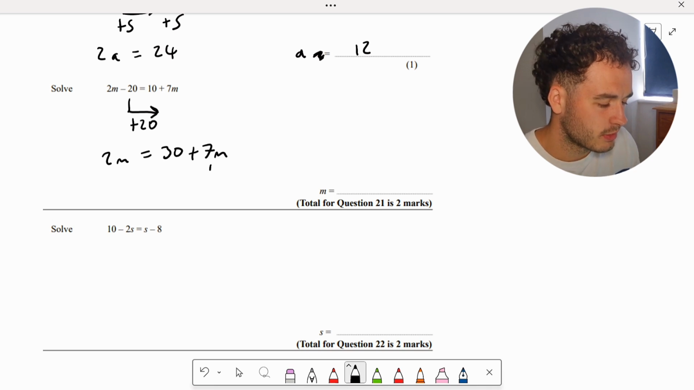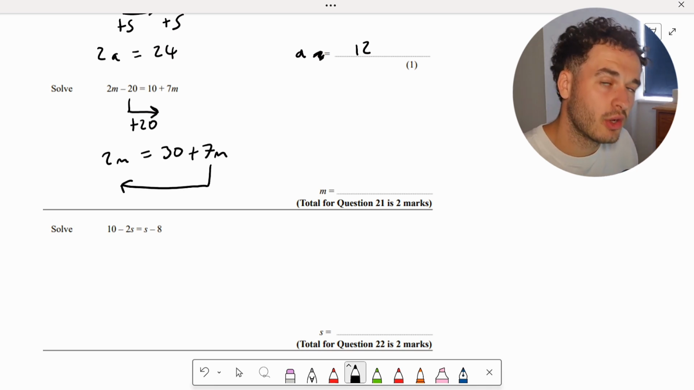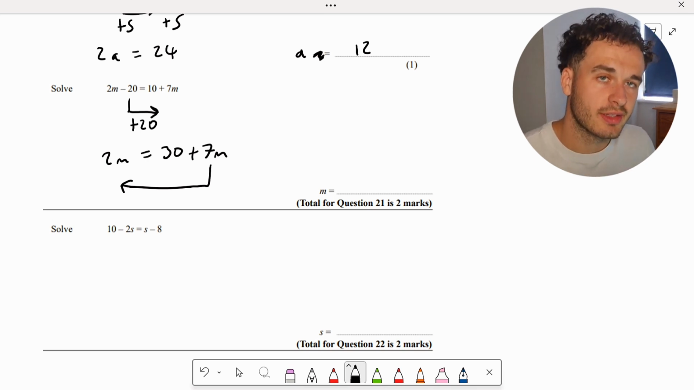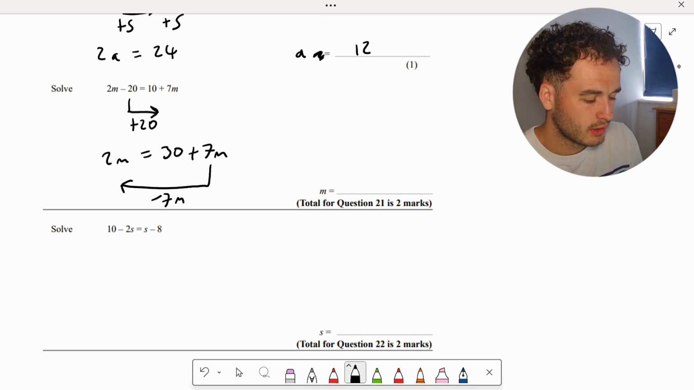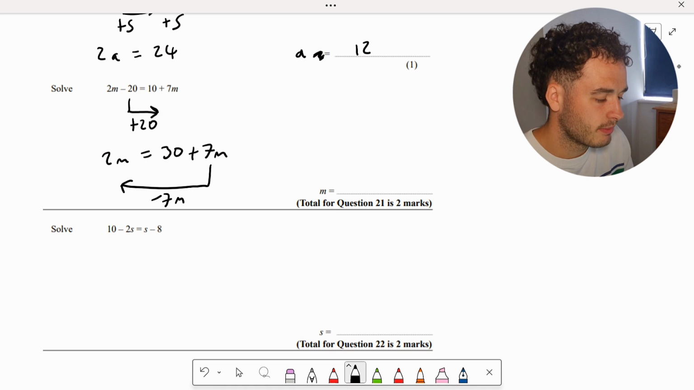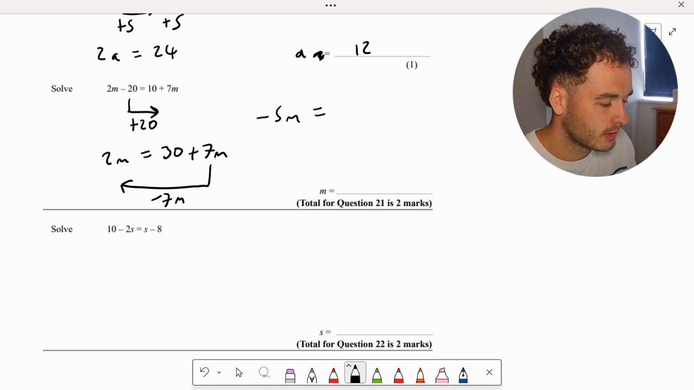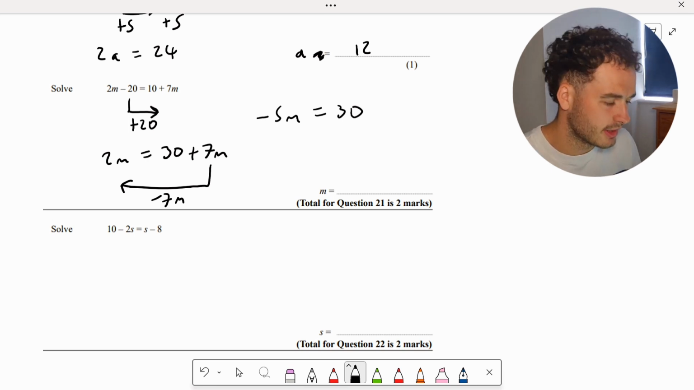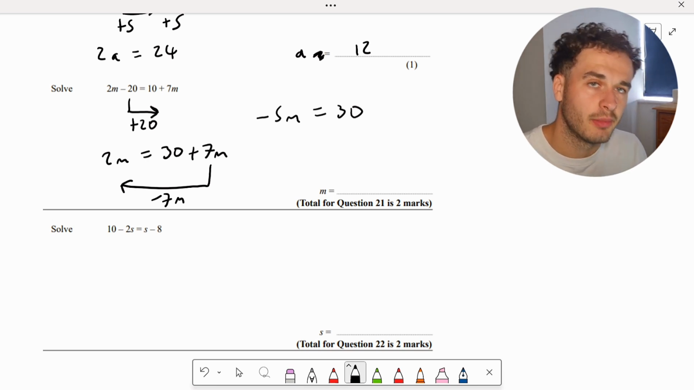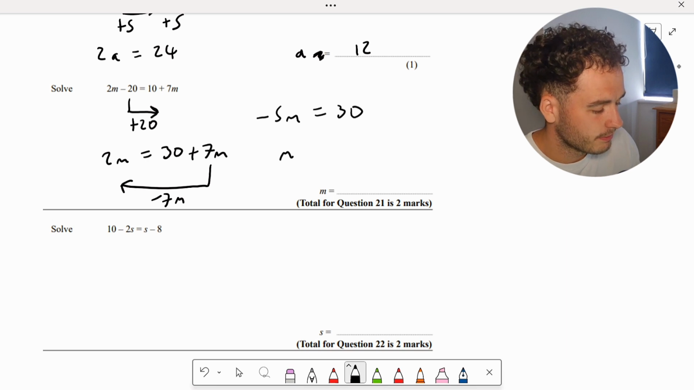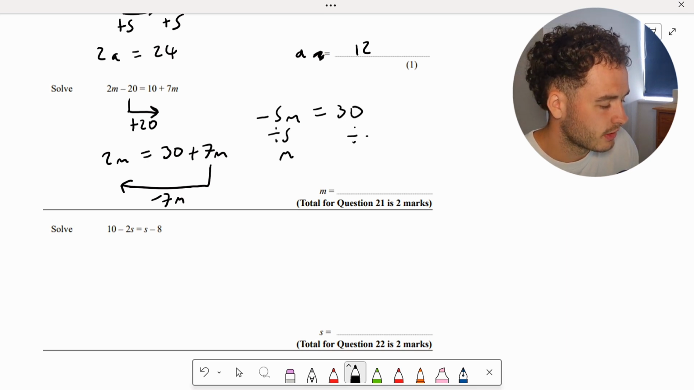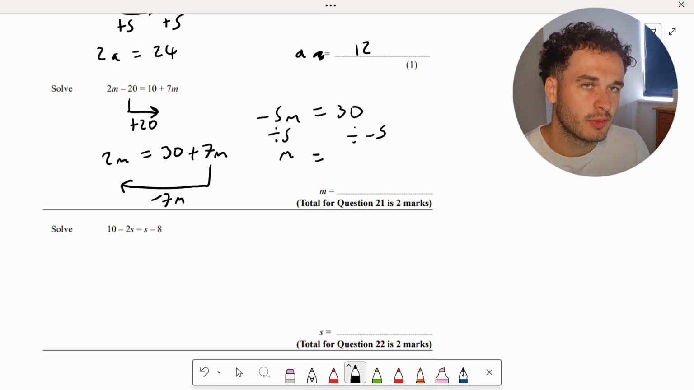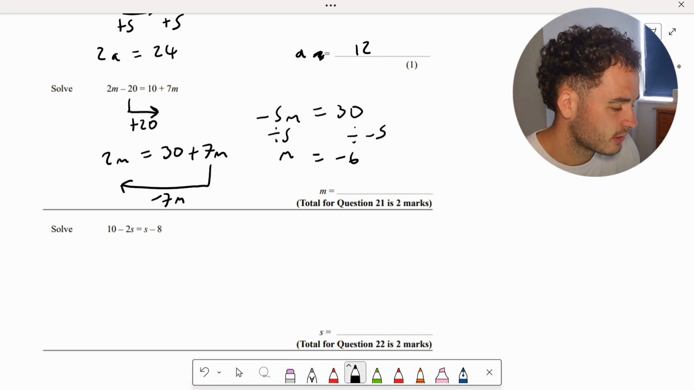And then I'm just going to move this 7m to the left-hand side. How do we get rid of a positive 7m? We subtract 7m from both sides. So 2m minus 7m is just minus 5m, which equals 30. So how can we find m? What do we divide both sides by? Oh yes, amazing. We divide both sides by minus 5. So m equals 30 divided by minus 5, which is minus 6.